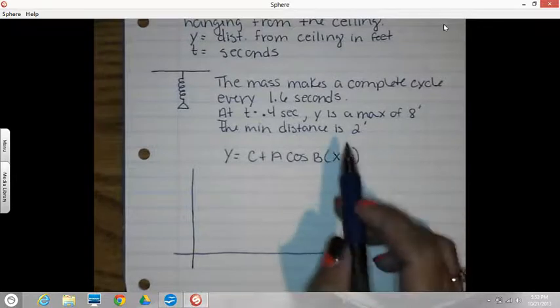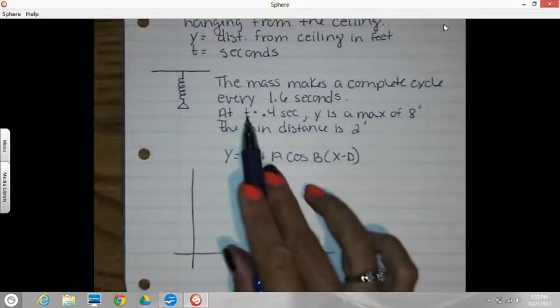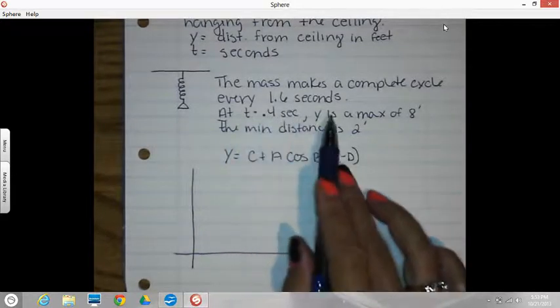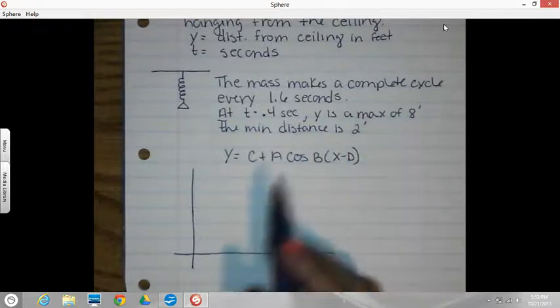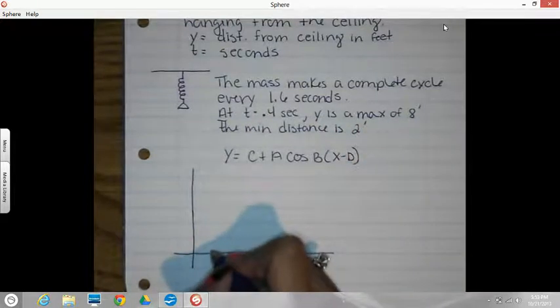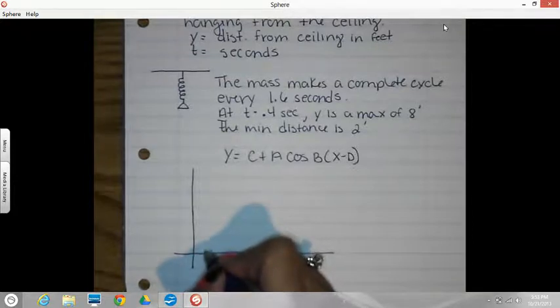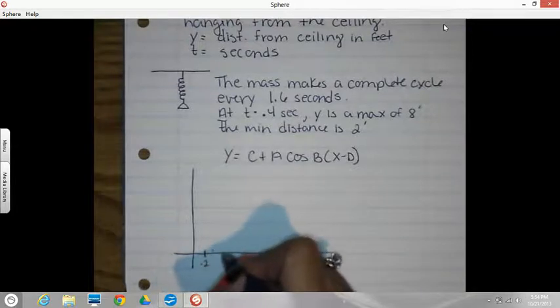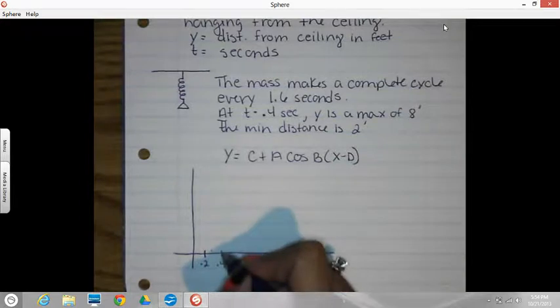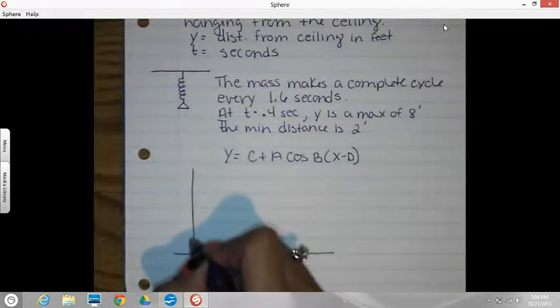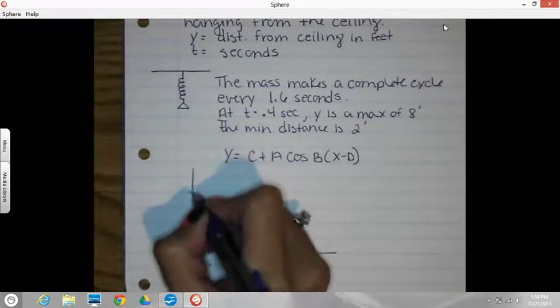Okay, so we are starting. It says that at time equals 0.4 seconds, y is at its max of 8 feet. So if I call this 0.4 seconds, let's go 0.1, now I'll go 0.2, 0.4. It's at its maximum of 8 feet. 2, 4, 6, 8 feet.